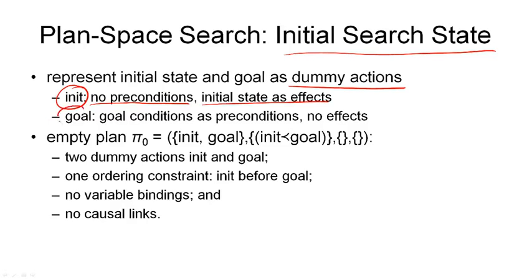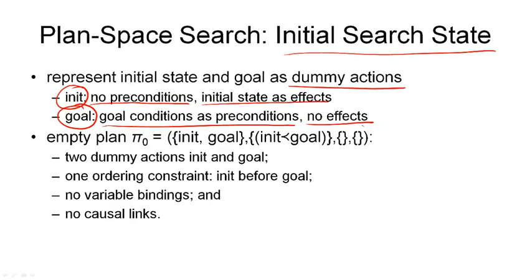And then we have another action in our plan, goal, which contains all the goal conditions as preconditions and has no effects. And if this is the last action in our plan, that means before we can execute this goal action, all the preconditions must hold, which means the goal has been achieved.